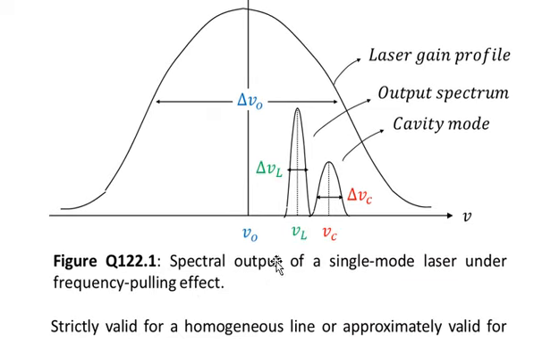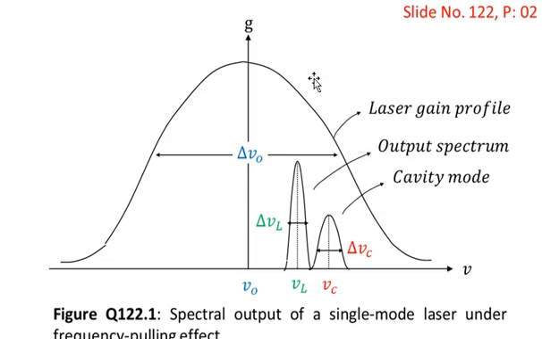The caption is spectral output of a single mode laser under frequency pulling effect. You can see this solid broader curve is the laser gain profile curve, and the central frequency of the laser source will be nu naught. There are many longitudinal modes present under this gain profile, giving you the shape of a multi-mode laser. This could be homogeneously broadened or slightly inhomogeneously broadened.